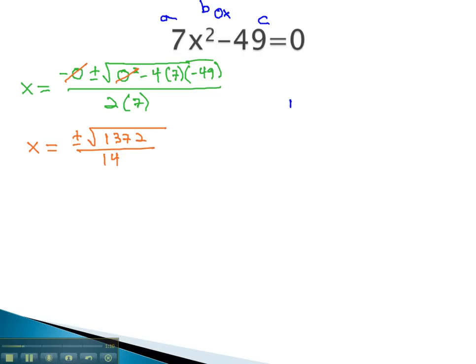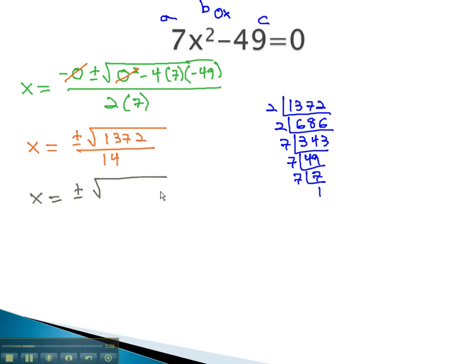To simplify that radical, we'll need to find out what goes into 1,372, which is divisible by 2, 686 times, which is divisible by 2, 343 times, which is divisible by 7, 49 times, which is divisible by 7, 7 times, and 7 once. So now we have x is equal to plus or minus the square root of 2 squared times 7 cubed over 14.